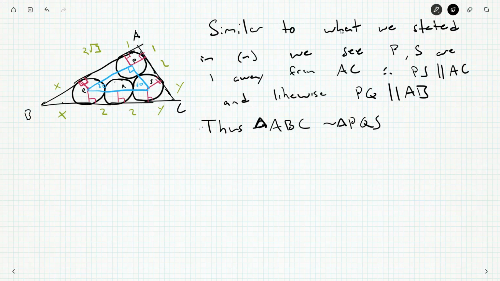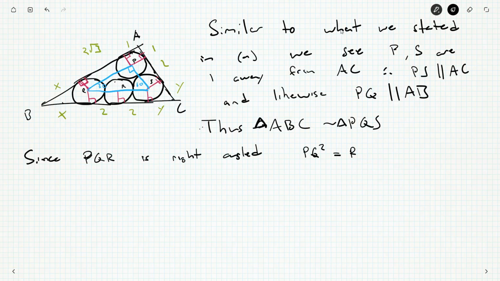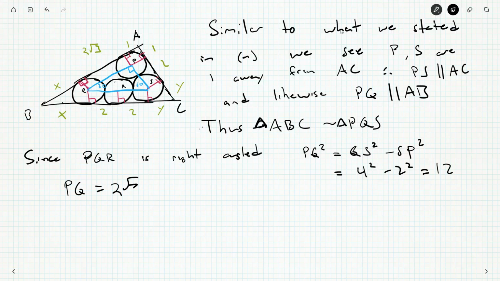Okay, so first let me show that, since PQR is right angled, PQ squared is equal to QS squared minus SP squared. So that's going to be 4 squared minus 2 squared. This is going to be 12, so PQ is equal to 2 root 3. Okay.